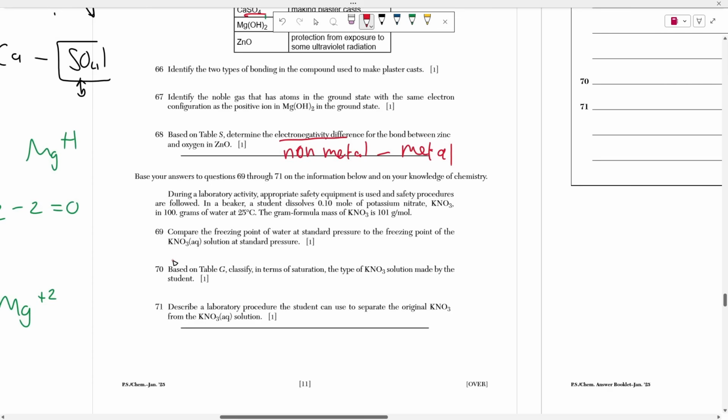Right, number 69 asks us to compare the freezing point of water at standard pressure to the freezing point of KNO3, or potassium nitrate, at standard pressure. So which one of these is going to have a higher or lower freezing point? Well, obviously it's going to be KNO3. Whenever you have a solution with something dissolved inside of it, it's always going to have a lower freezing point, okay?